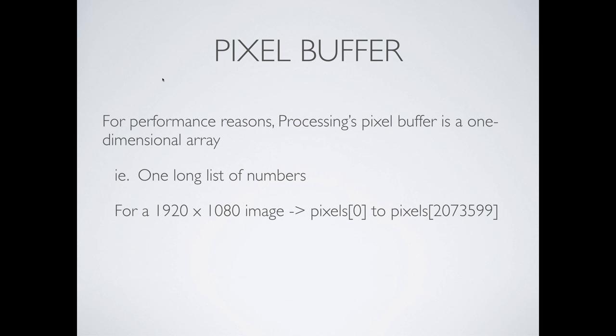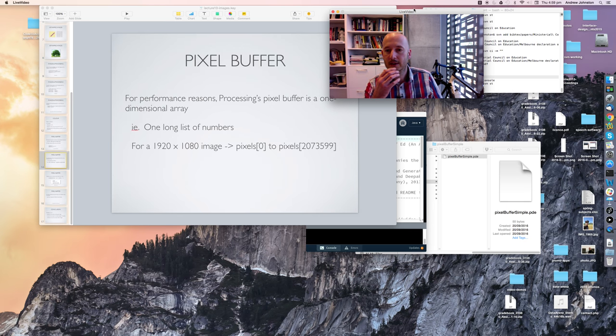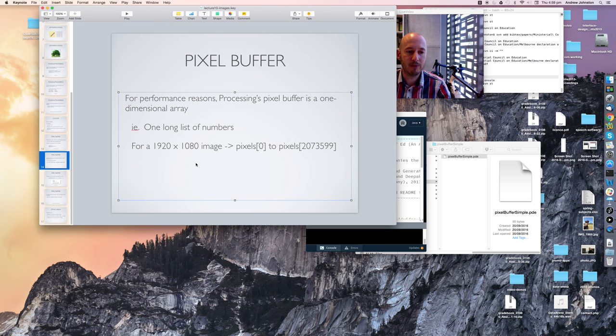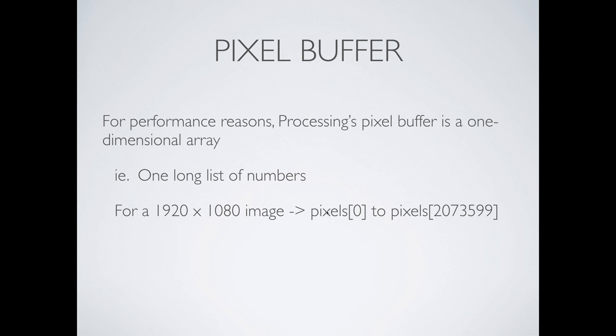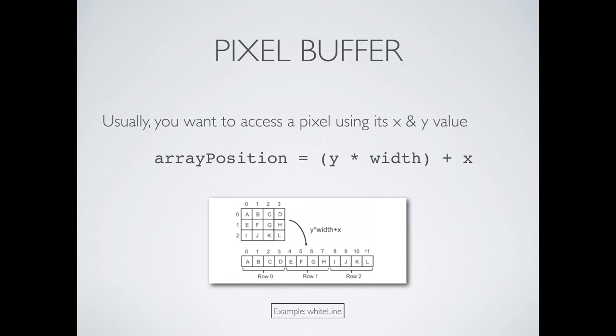For performance reasons, Processing's pixel buffer is just a one-dimensional array. So you don't get to access the pixel buffer using nice X and Y coordinates. You've just got one very big long list of numbers, from the value of the very first pixel at the top left of the screen to the value of the last pixel, which is down the bottom right of the screen. So for example, if you've got a 1920 by 1080 image, your pixel buffer is going to be an array from pixel 0 up to pixel 2073599.